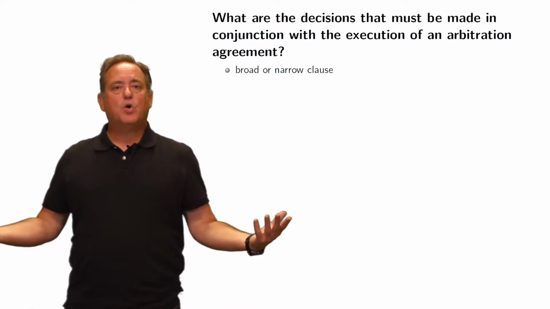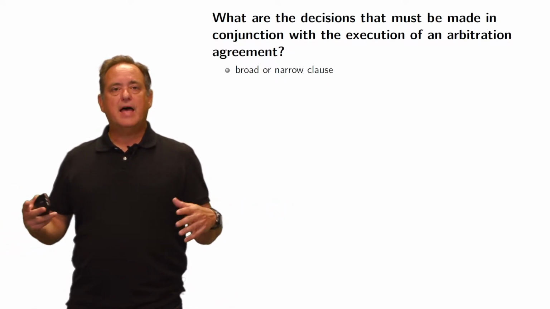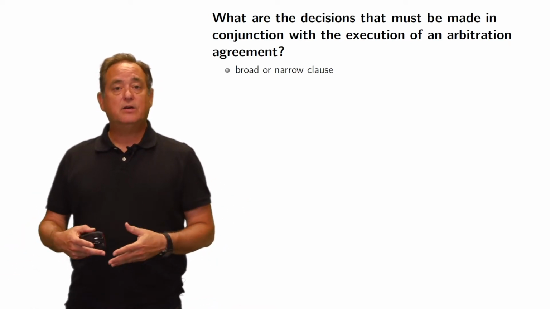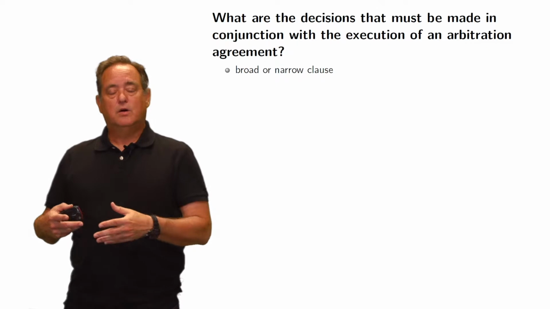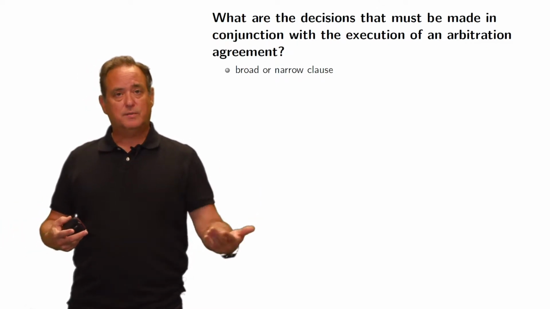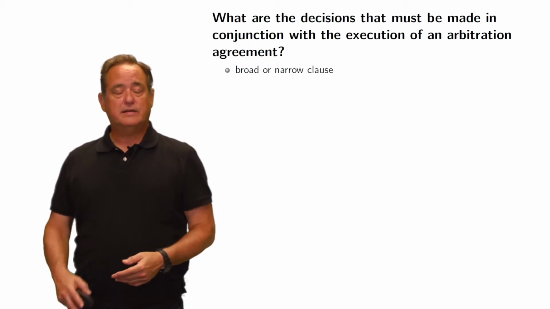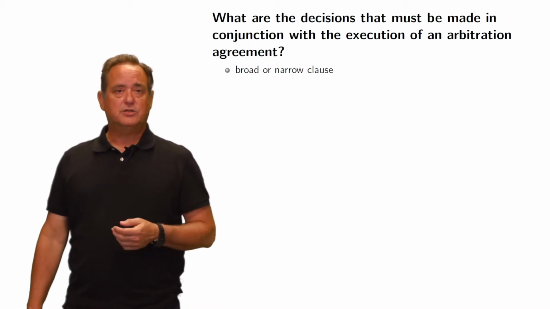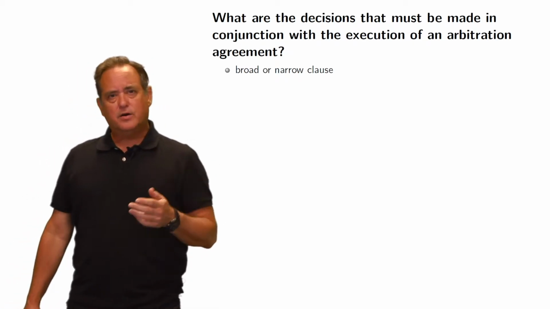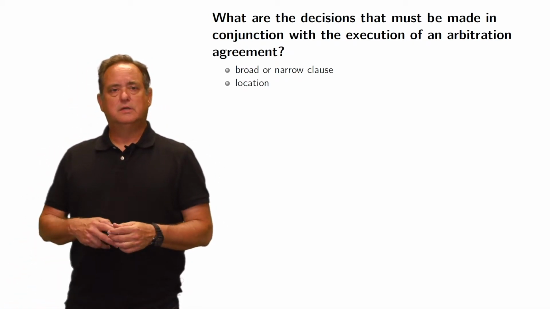We can make a broad agreement that if any party has any dispute, they must bring it in a single arbitration. Or we could have a narrow agreement that allowed for multiple arbitrations involving different aspects of the contract. So the first thing you'd have to decide is, are you going to use a broad or a narrow clause?